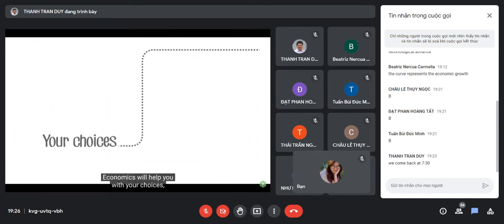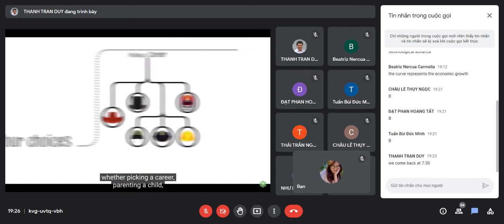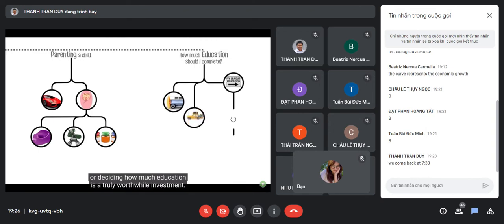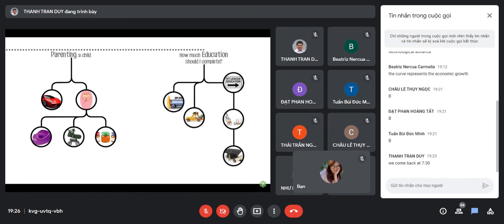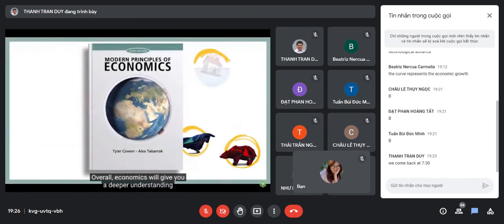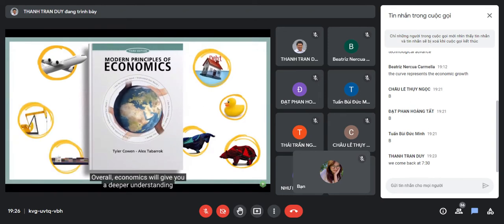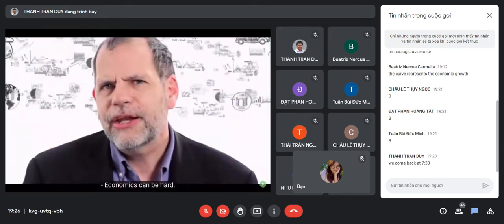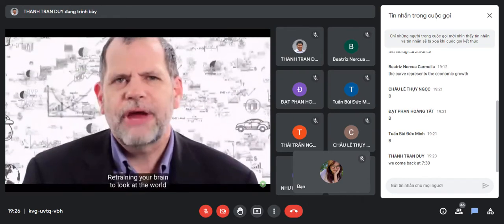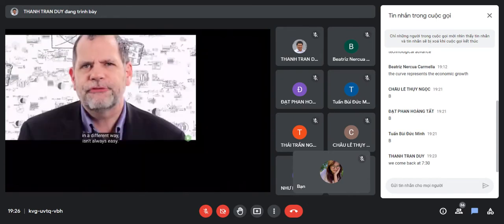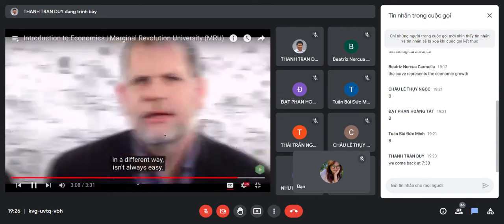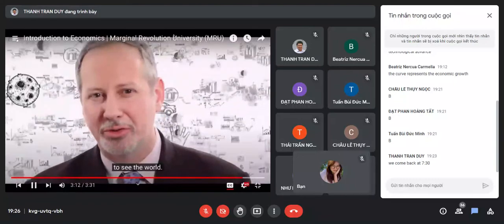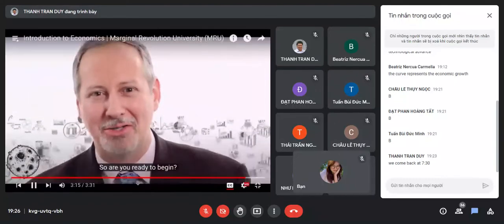Economics will help you with your choices, whether picking a career, parenting a child, or deciding how much education is a truly worthwhile investment. Overall, economics will give you a deeper understanding of the key issues of our time. Economics can be hard. Retraining your brain to look at the world in a different way isn't always easy. But the reward is a new set of eyes to see the world. So, are you ready to begin?